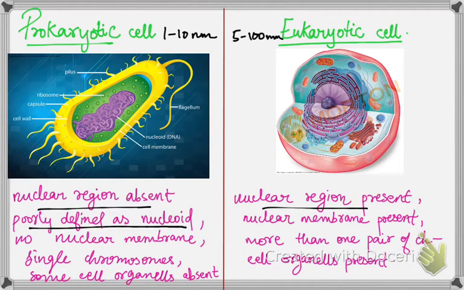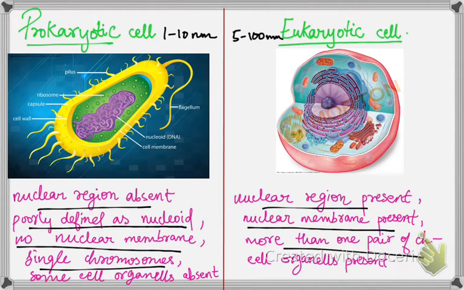In prokaryotic cells, there is no nuclear membrane. In eukaryotic cell, there is a nuclear membrane. In prokaryotic cells, they have single chromosomes, but in eukaryotic cells, they have more than 2 pairs of chromosomes. In prokaryotic cells, cell organelles are absent. Not all, but many of the cell organelles are absent. Whereas in eukaryotic cell, all the cell organelles are present. An example for prokaryotic cell is bacteria. Examples for eukaryotic cells are human cells or plant cells.